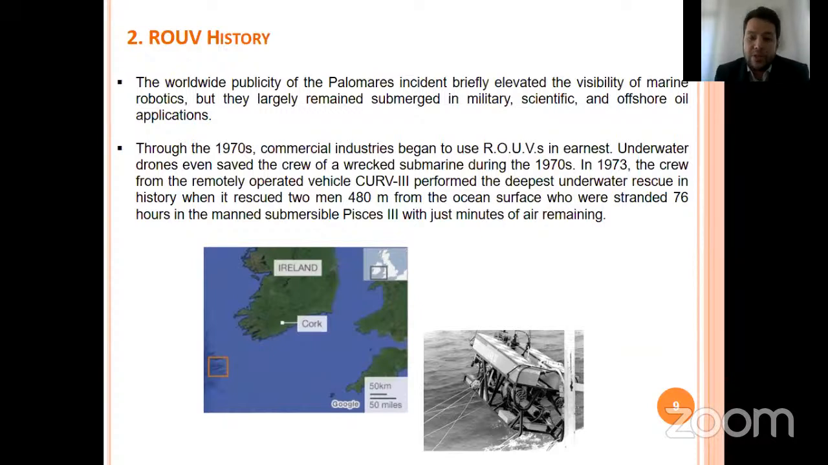In 1973, the crew from the remotely operated vehicle Curv 3 performed the deepest underwater rescue in history, when it rescued two men from depths of 480 meters below the ocean surface, who were stranded for 76 hours in the manned submersible Pisces 3 with just minutes of air remaining inside.